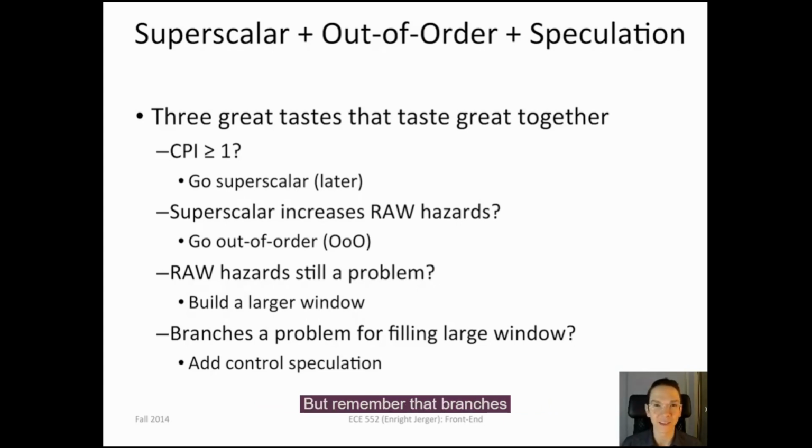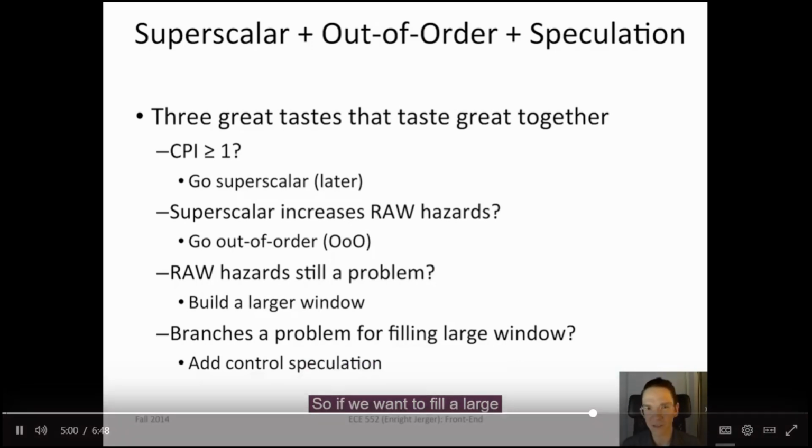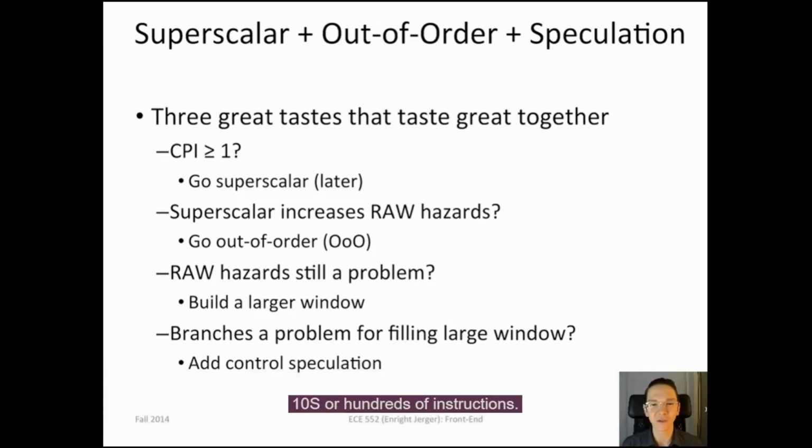But remember that branches are not rare instructions. They can be seen as often as 1 in 5 instructions. So if we want to fill a large instruction window with tens or hundreds of instructions, we need to do a very good job with our control speculation, predicting the target and the direction of many branches in the instruction window. So putting these three ideas together, this is a nice way to take sequential code and improve performance by dynamically discovering rapid issue instruction schedules to keep instruction throughput high and therefore program latency low.